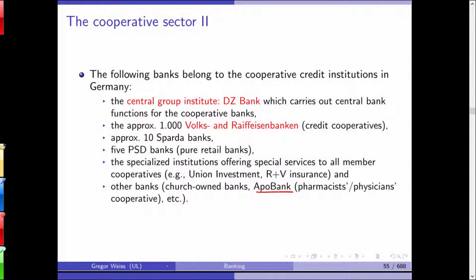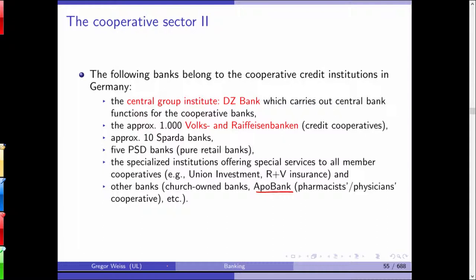And at some point, physicians realized that banks were not willing to grant loans because they didn't understand the business. So they formed their own cooperative, and this has evolved into the largest cooperative bank in Germany, the APO Bank. If you come out of the Leipzig Central Station, there is a sign on one of the buildings right across the Central Station: APO Bank.